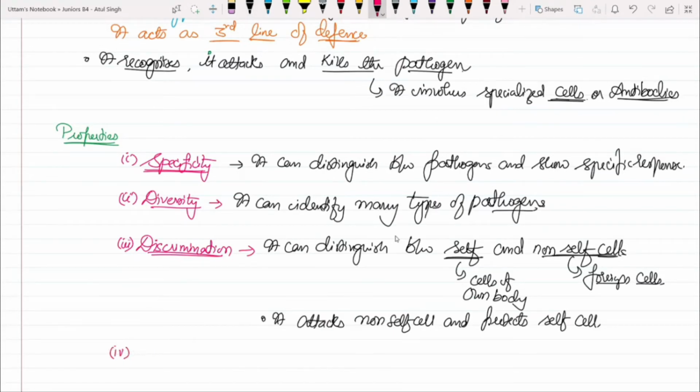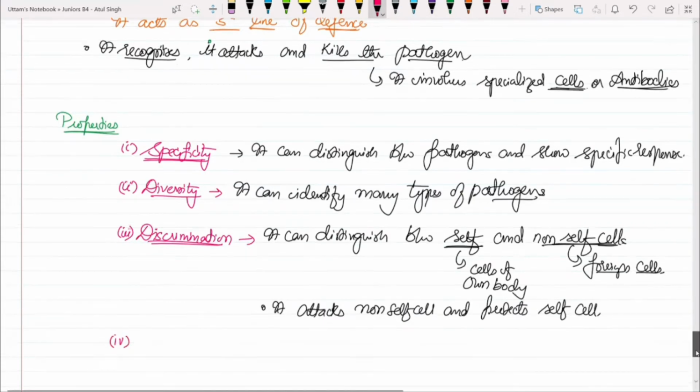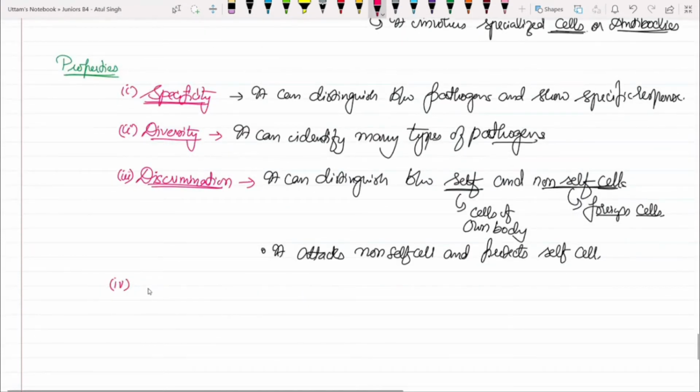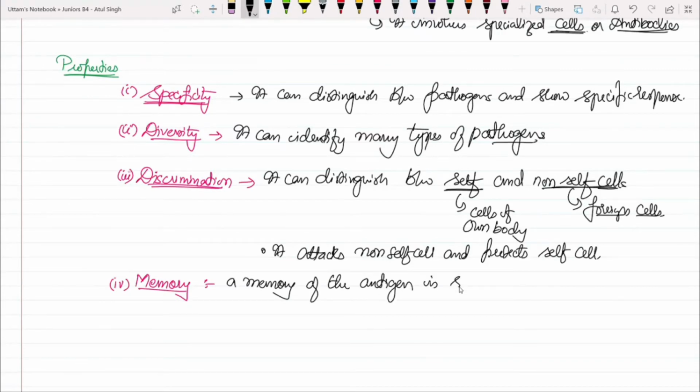Then there is a very important property, memory. Remember we said in the case of non-specific type, that is innate immunity, memory is not there. It has no memory of the previous attack. Memory is one of the important features. Over here, a memory of the antigen is stored from the previous attack, from the first attack.